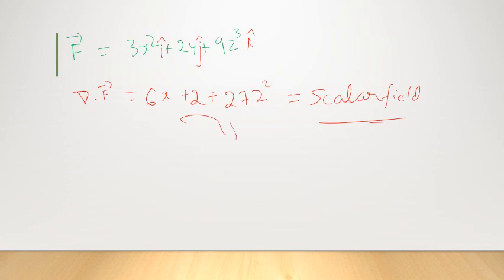If you want to calculate this divergence at any particular point, say at the point x equal to 1, y equal to 0, z equal to 2, then div F at this point will become 6 plus 2 plus 27 into 4, that is 116.